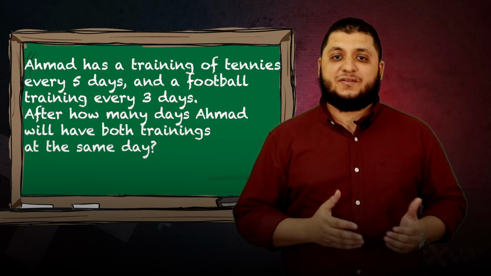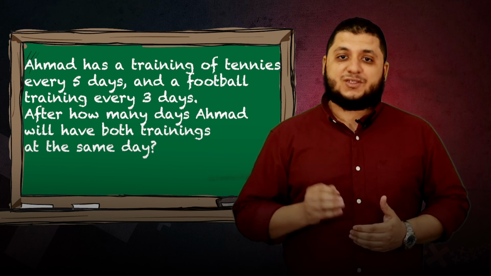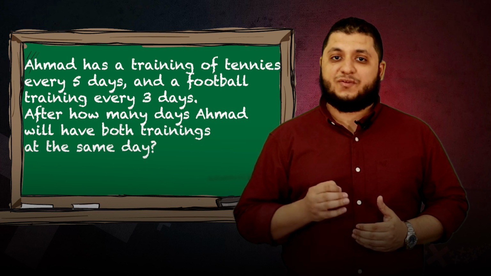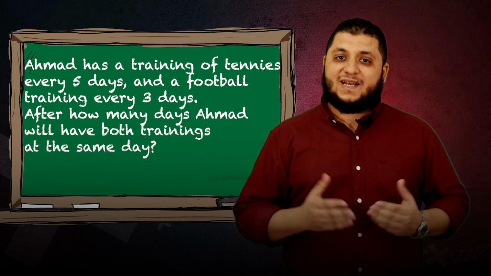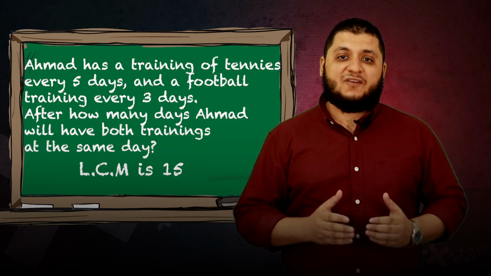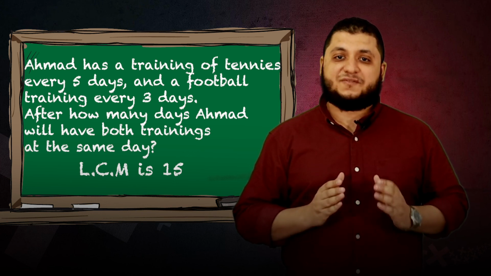Because 5 and 3 are both prime numbers, the least common multiple of any two prime numbers is the product of these two numbers. So the least common multiple here is 15. So we can say Ahmed will have both trainings after 15 days.